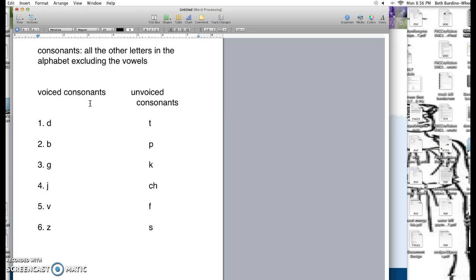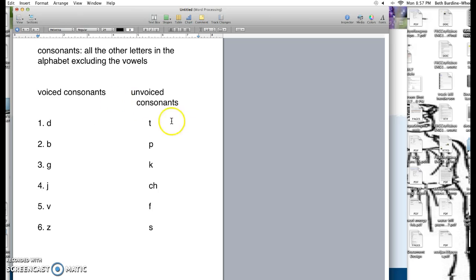So let's go over the first pair, pair number one. We have the letter D and the letter T. If I'm trying to make a D sound, I'm making the sound with my mouth and with my throat, with my voice box, the D. If I put my hand against my throat and I make the D sound, D, D, D, I can feel a vibration. I can feel movement in my throat. So I know the D is voiced because I have to use my voice box to make that D sound.